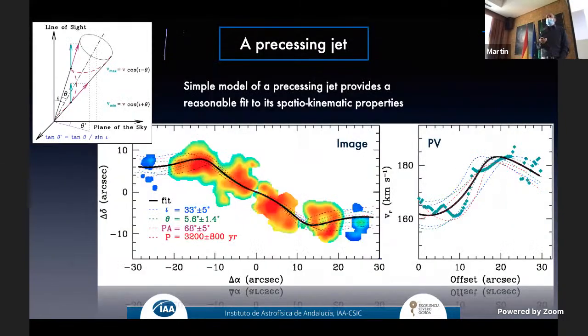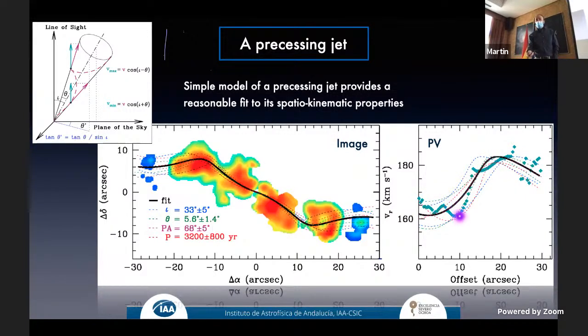These properties look like those of a precessing jet, so we have modeled this using a very simple model, like a toy with a precessing jet. And actually they fit very well what we are observing. So we see that the jet is really wobbling here. And when we look at the position velocity map, we see here that our best fit model is here in black.